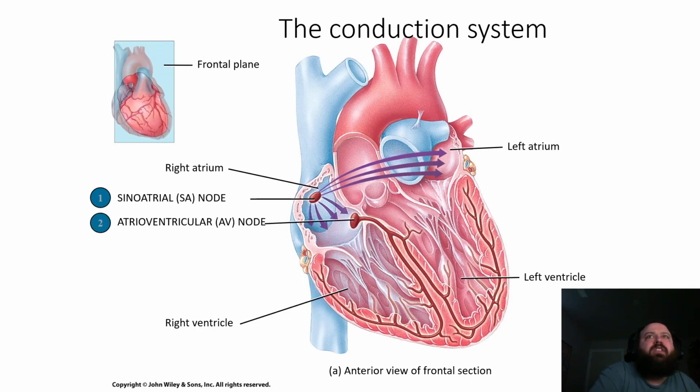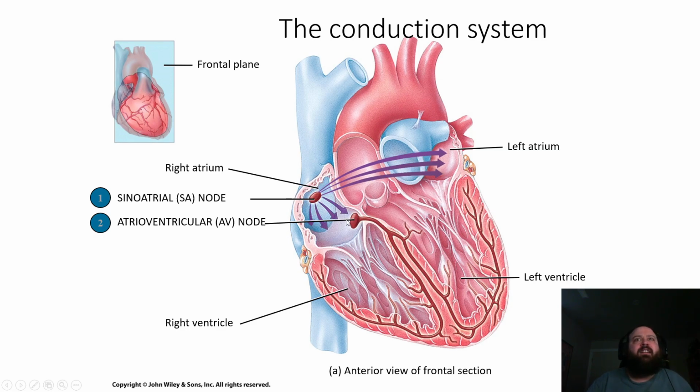So the AV node, you can see it right here. It's located anterior to the coronary sinus, which we really haven't talked about much in this course, at the most superior region of the interventricular septum. So here's the interventricular septum right here. It's just the wall of myocardium that separates the left and the right ventricle. So at the superior-most region of this interventricular septum is the atrioventricular node.